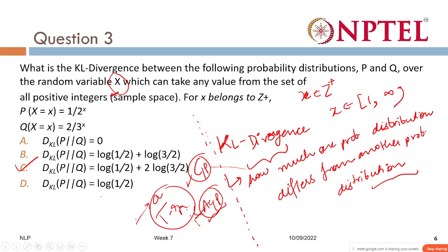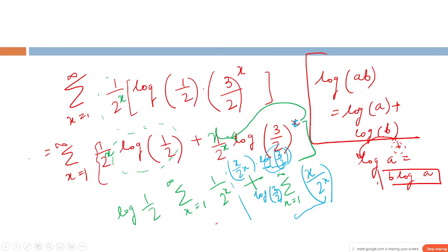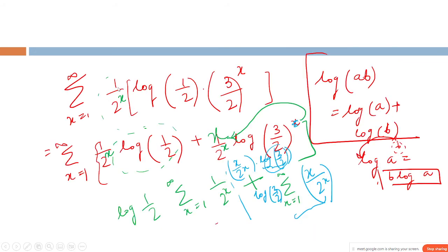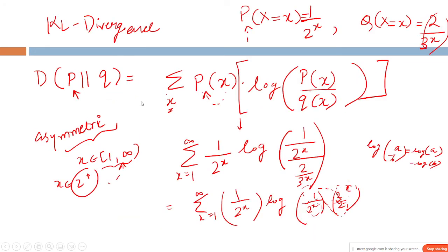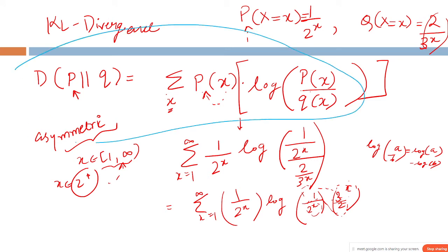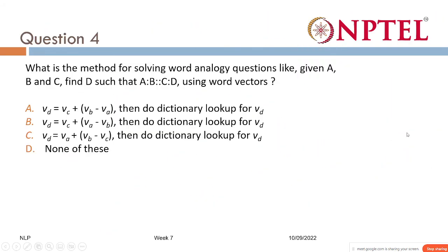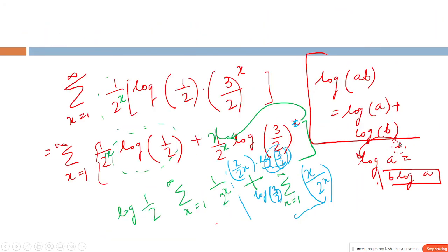So that is your option C. You just have to apply the formula of AGP series, that is arithmetic geometric progression, over here, solve this and get the answer. I hope the formula is clear. It's just that here we applied initially the formula for KL divergence, and the rest is all maths, log and AGP series. Is it clear to all?